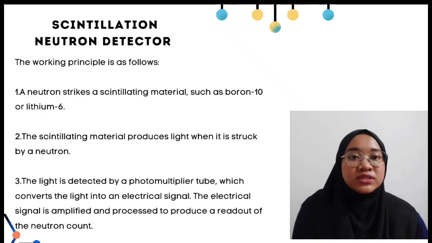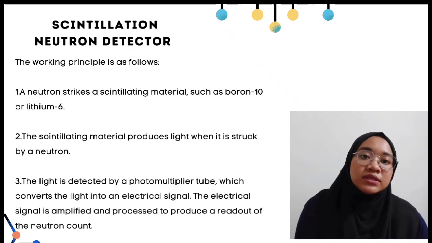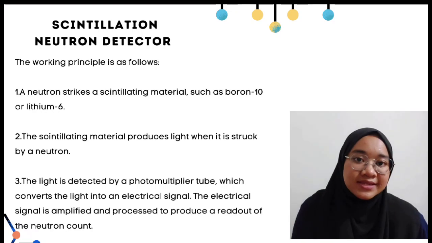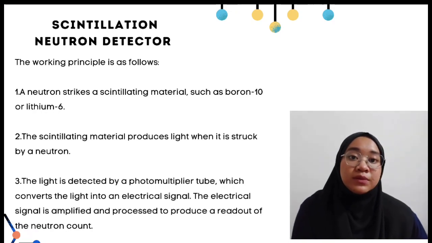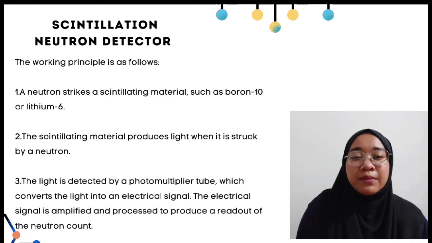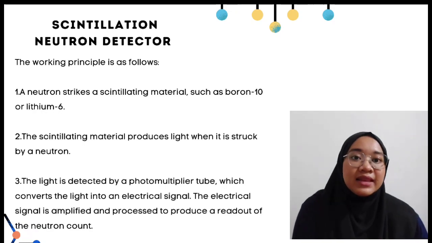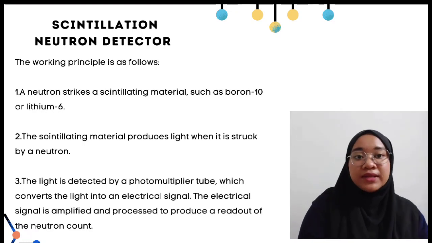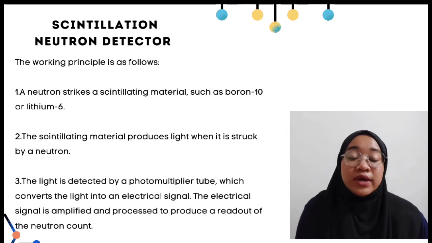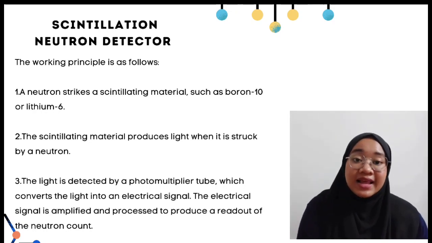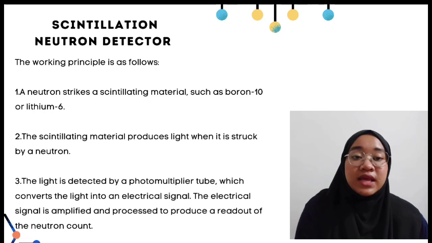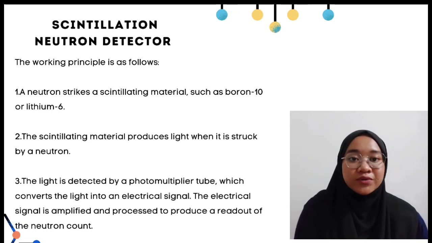First, a neutron strikes a scintillating material such as boron-10 or lithium-6. The scintillating material then produces light when it is struck by a neutron. Then, the light is detected by a photomultiplier tube, which converts the light into an electrical signal. Lastly, the electrical signal is amplified and processed to produce a readout of the neutron count.